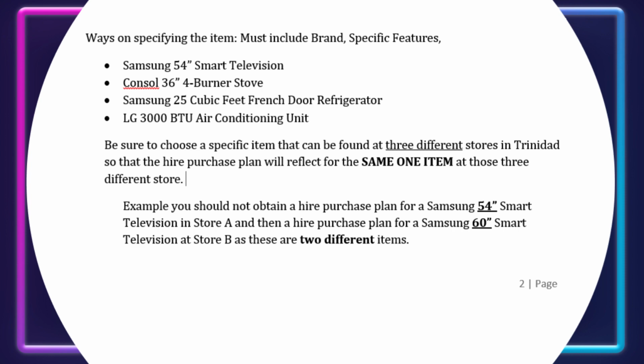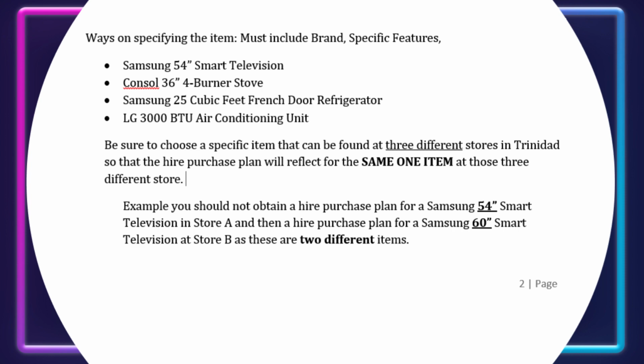Note that the item you are investigating the hire purchase plan for must be specified. For example, mention the brand and its specific features. Example: a Samsung 54-inch smart television, a console 36-inch 4-burner stove, a Samsung 25 cubic feet French door refrigerator, or an LG 3000 BTU air conditioning unit.